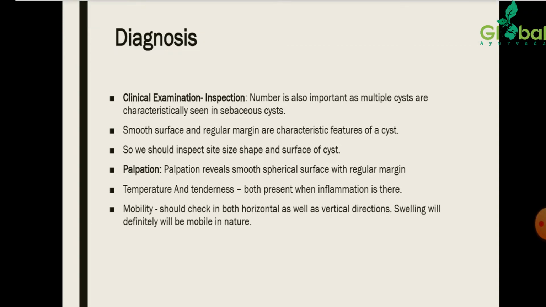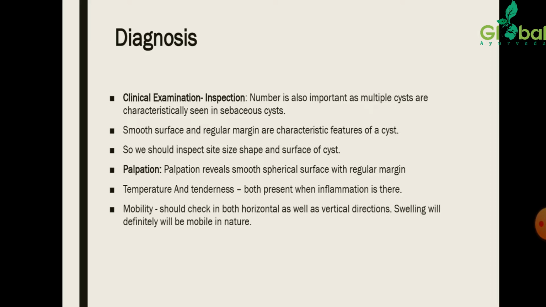Clinical examination, inspection. Number is also important, as multiple cysts are characteristically seen in sebaceous cyst. Smooth surface and regular margin are characteristic features of a cyst. So we should inspect the site, size, shape, and surface of the cyst. Palpation reveals a smooth spherical surface with regular margin. Temperature and tenderness are both present when inflammation is there. Mobility should be checked in both horizontal as well as vertical directions. The swelling will be mobile in nature.